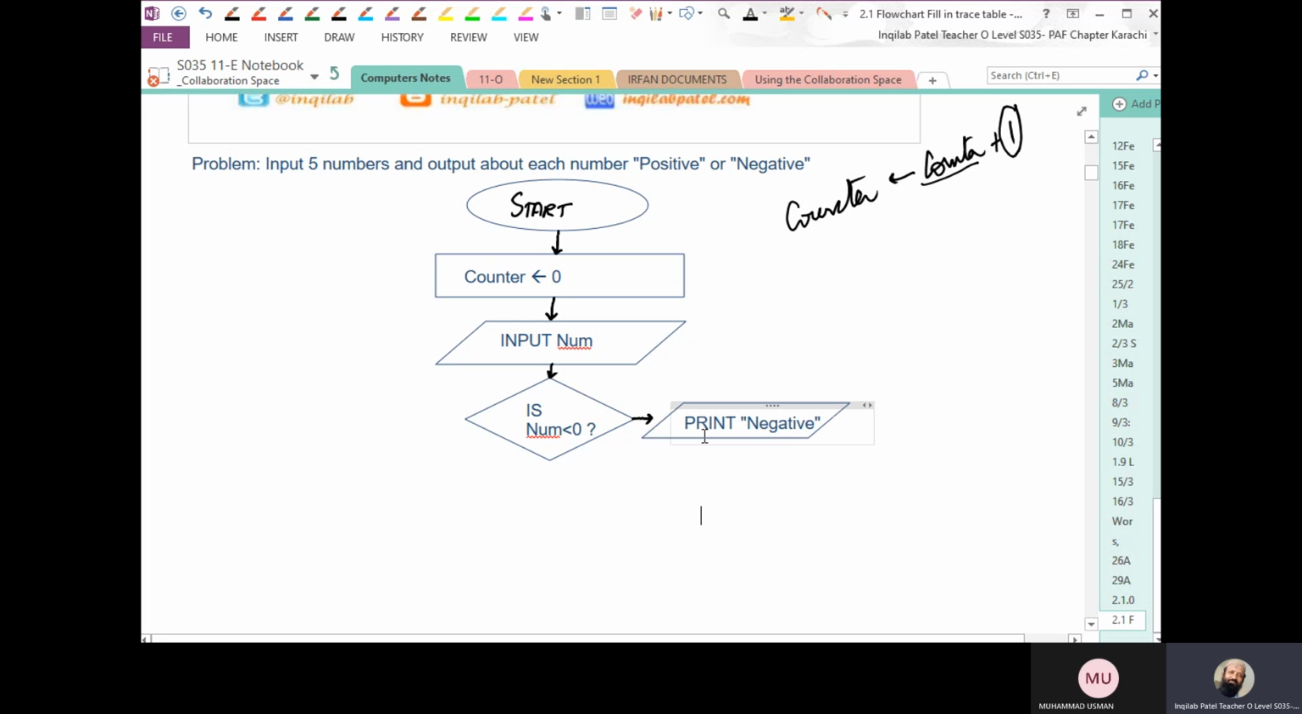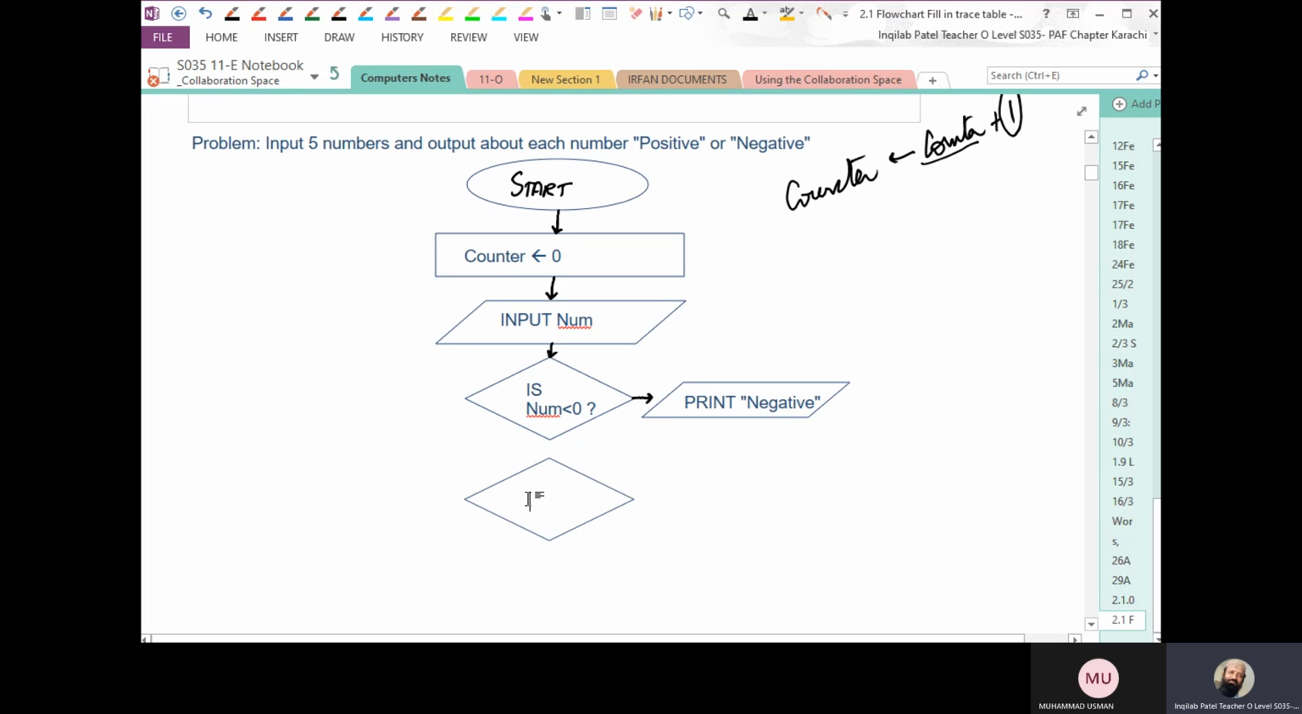And if number is not lesser than 0, then we will check whether the number is greater than 0, because it may be possible that the number is 0. 0 is neither negative nor positive. 0 is a neutral number. So we will check whether the number is greater than 0 or not. If number is greater than 0, right?